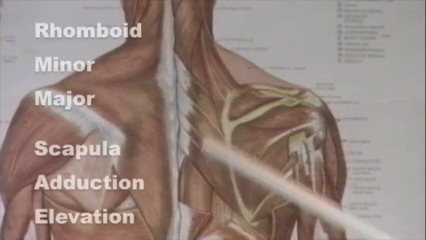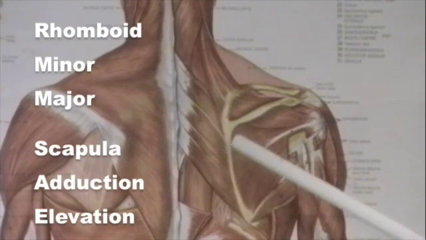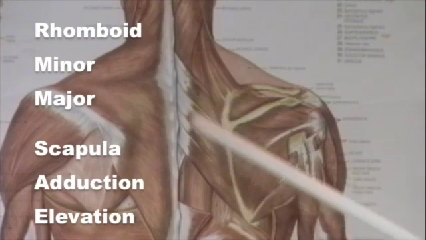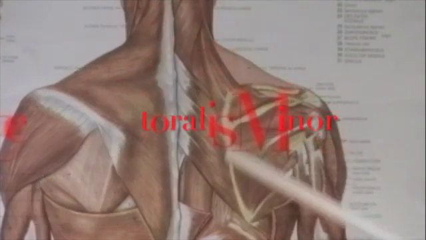Rhomboids will do adduction, so they'll bring the scapula closer towards the vertebral column, and because of the direction they go, they will also do some elevation. They will lift the scapula up as well.